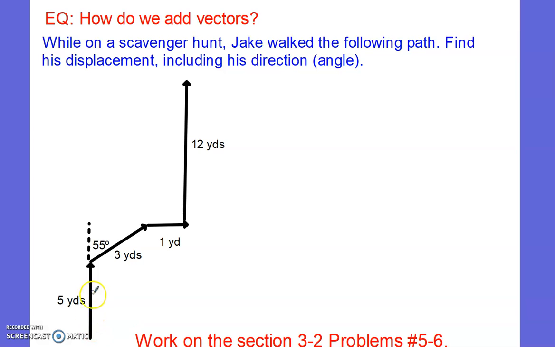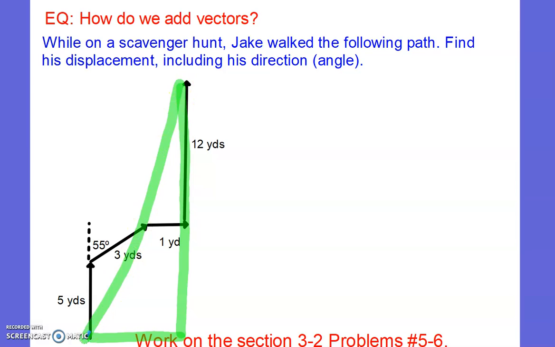So Jake walks 5 yards north, turns at a 55-degree angle, walks 3 yards more, turns east and walks 1 yard, and then turns north to walk 12 yards. Now what we want to do is turn this into a problem where we find the hypotenuse of a right triangle. So we're going to find the total distance Jake walked east and the total distance Jake walked north, and then turn that into a right triangle. Okay, so if I can illustrate here, we're going to find how far east he has walked, how far north he has walked, and then we'll turn this into a right triangle because that's what we know how to do.